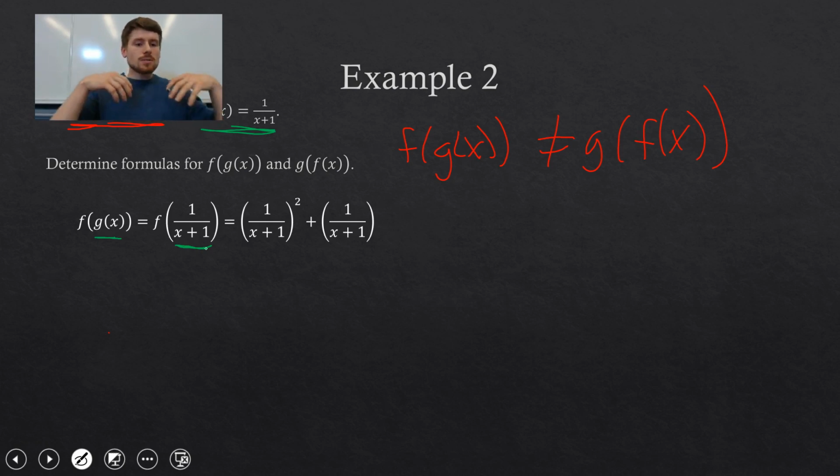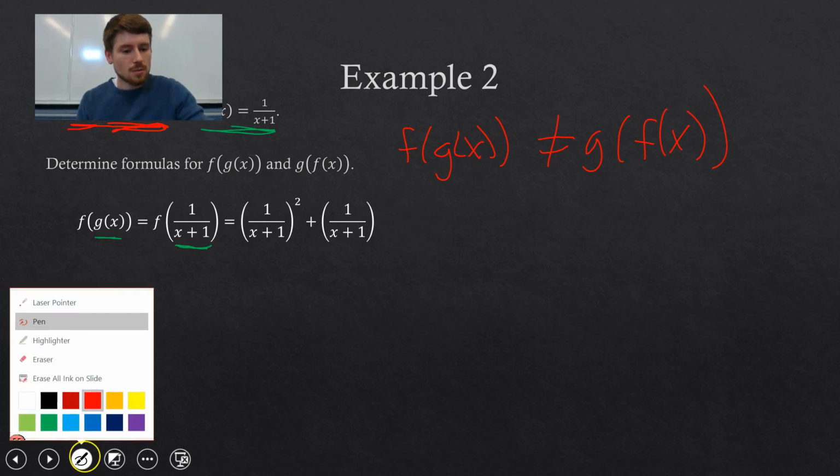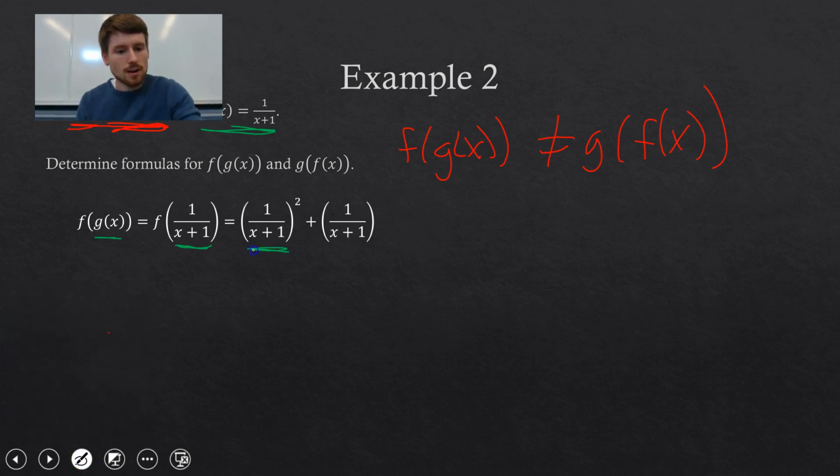And whatever goes into f needs to get squared and then itself added to it. That's what this f function is doing. We can see that we square the input and we add the input again to itself. In this case, now our input is 1 over x plus 1. So we get the 1 over x plus 1 squared, that is right here. And we have 1 over x plus 1 being added to 1 over x plus 1 squared. So wherever you see an x in f, you're going to replace it with the function g of x.